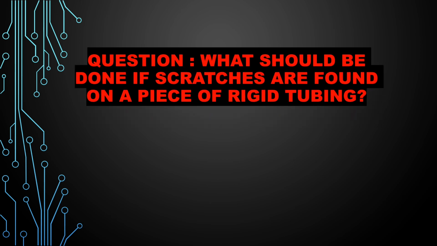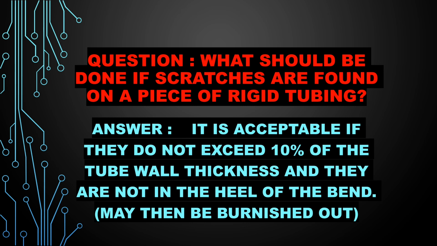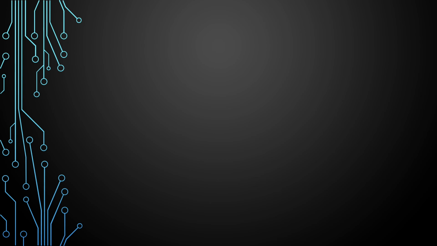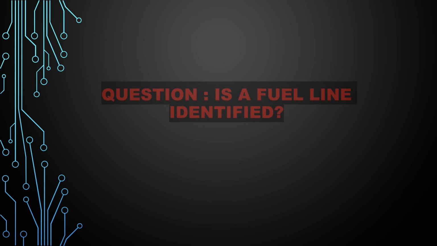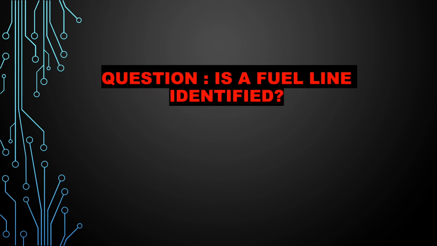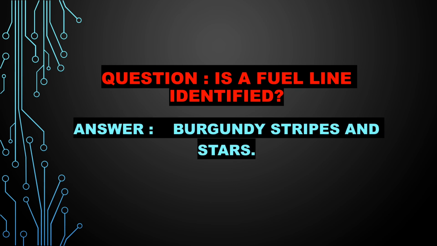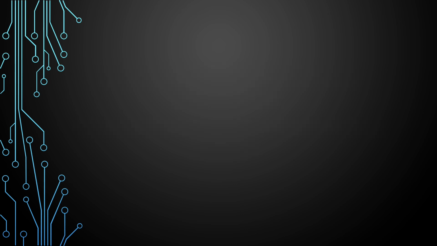Question: what should be done if scratches are found on a piece of rigid tubing? Answer: it is acceptable if they do not exceed 10% of the tube wall thickness and they are not in the heel of the bend. May then be burnished out. Question: how is a fuel line identified? Answer: burgundy stripes and stars.